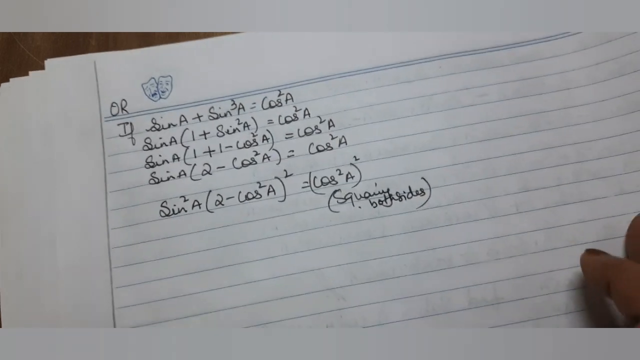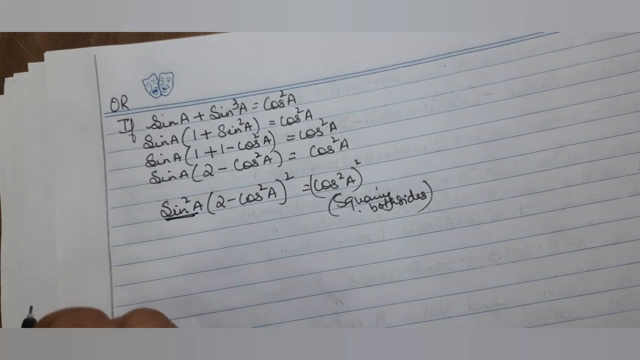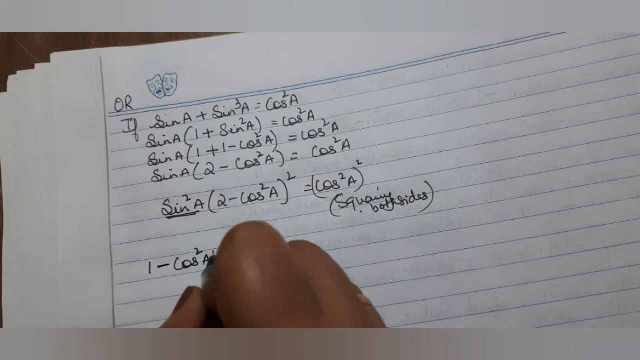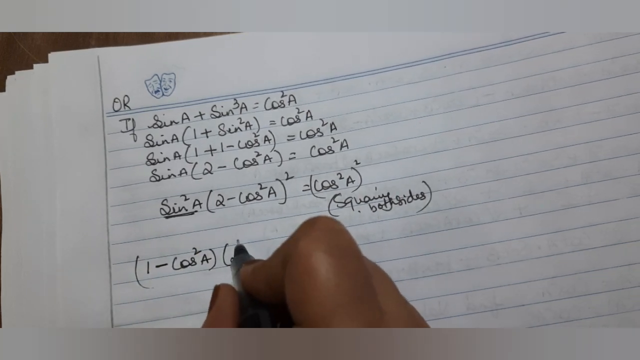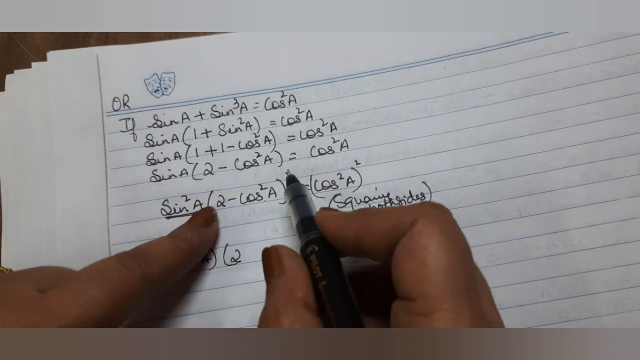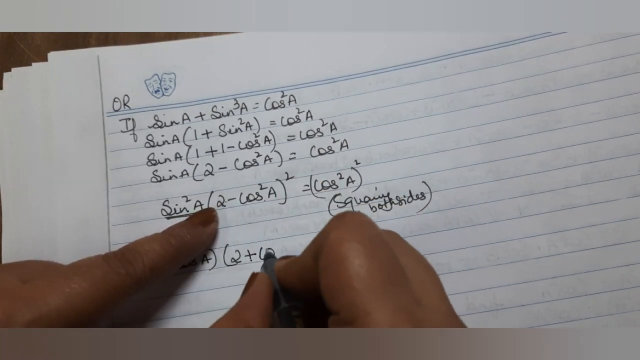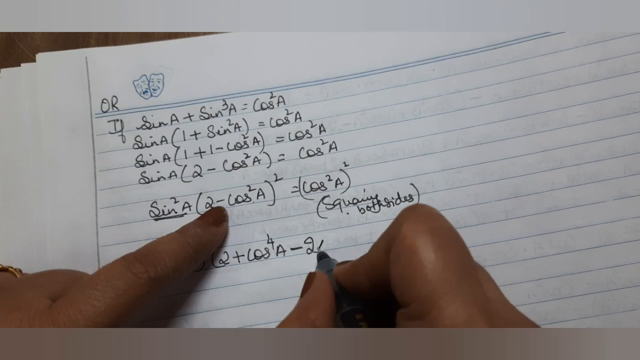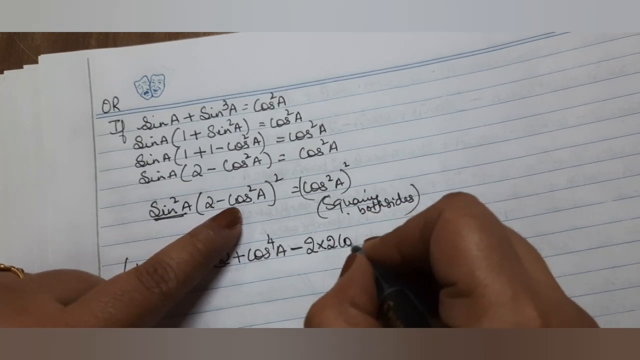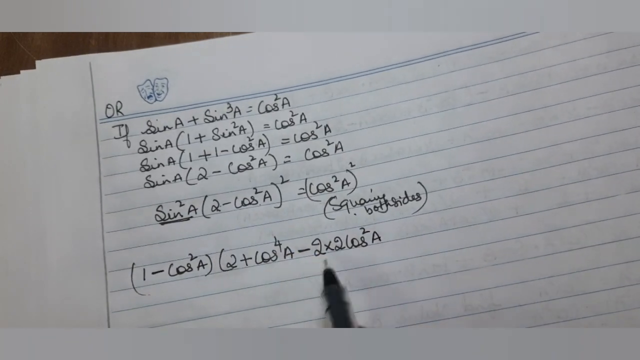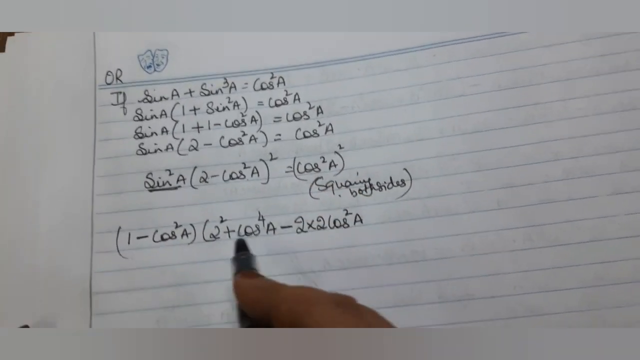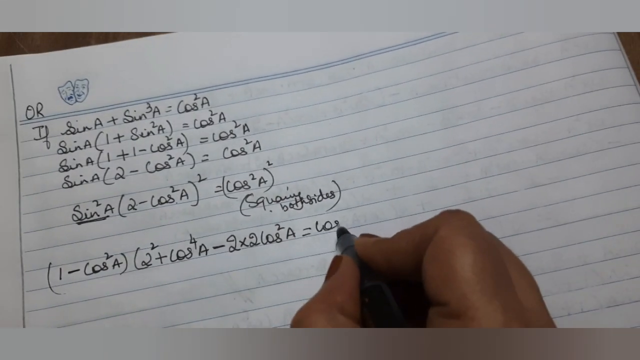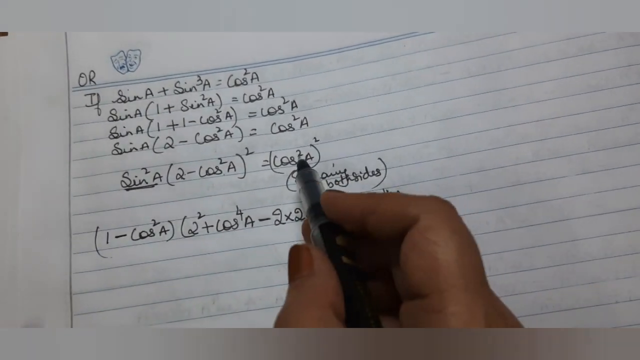Squaring both the sides. Here this one sin is not required. So I will make this as 1 minus cos square a, and this is 2a square. See here, a minus b whole square formula: a square plus b square minus 2ab, where b square is cos a here, minus 2 into 2 cos square a, is equal to cos 4a square a.